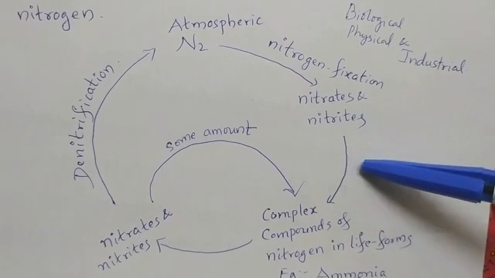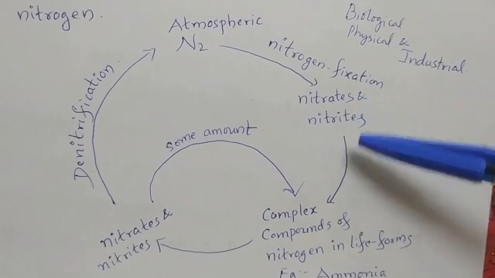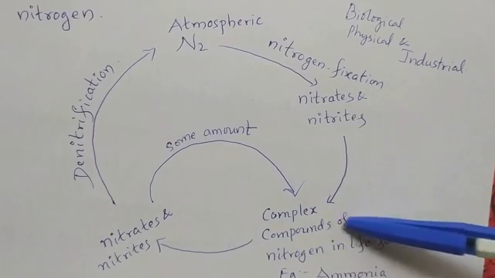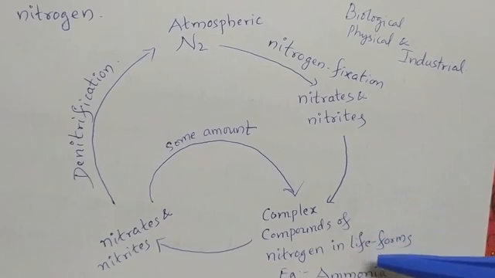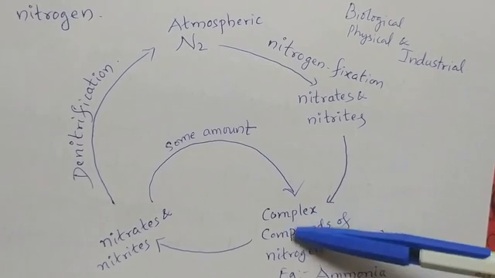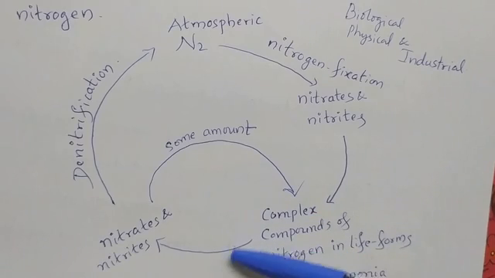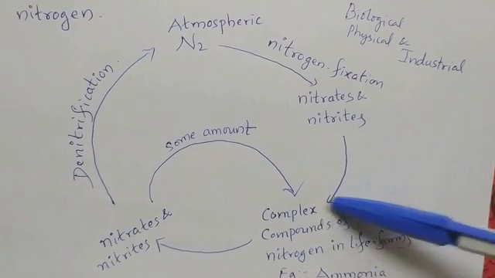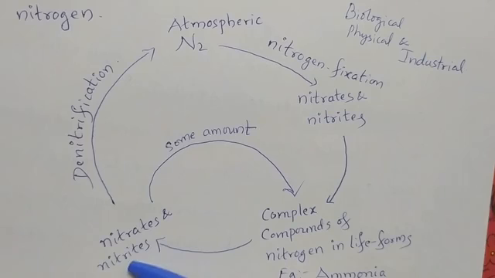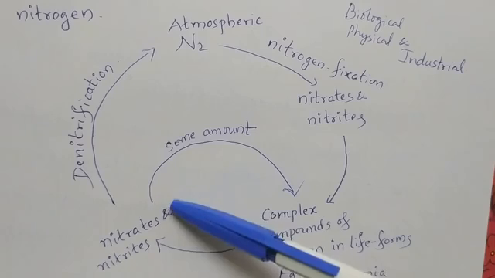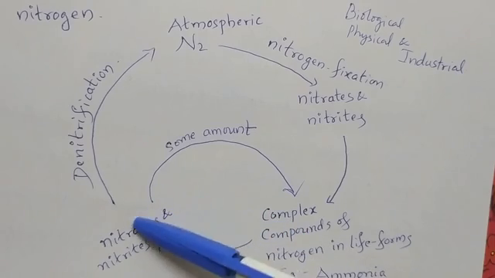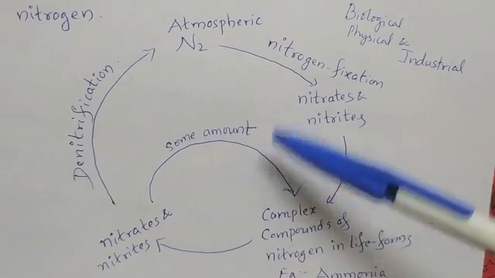So in the plants and animals, these nitrates and nitrites are converted into complex compounds of nitrogen in the living organisms like ammonia, proteins, alkaloids, etc. After the death of these living organisms, by some bacteria, these complex compounds of nitrogen are converted back into nitrites and nitrates. So where are they present? In the soil only, right? So again in the soil some plants will be growing. So some amount of these nitrates and nitrites are taken up by the plants again, right?